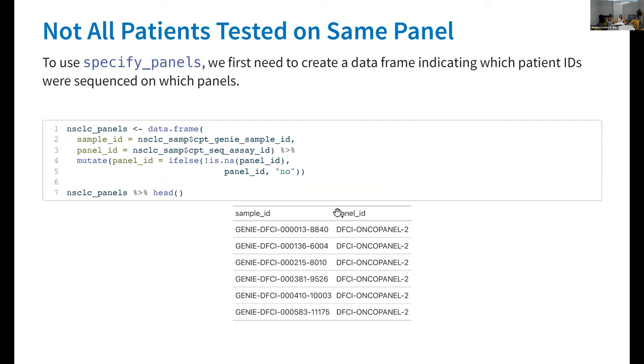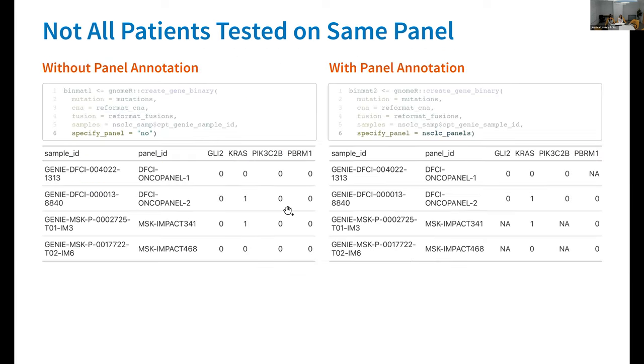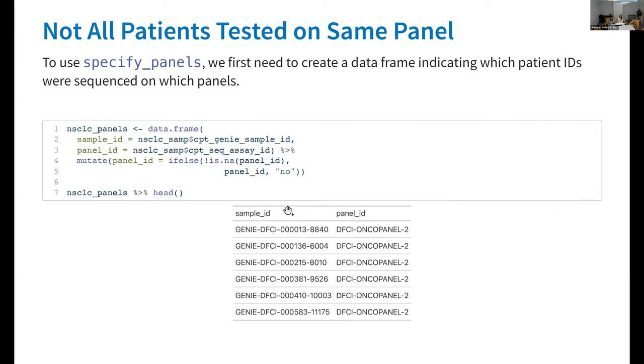So to use the specify panels argument, we need to first create a data frame indicating which patient IDs were sequenced on which panels. And so we'll use the data set from the select unique NGS to call the sample ID and the panel name or the assay ID to create a two column data frame of the samples and their corresponding panel names.